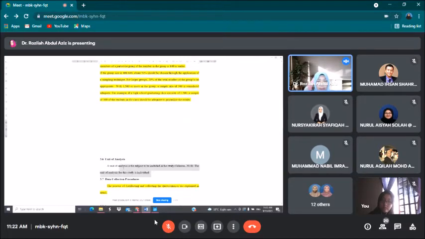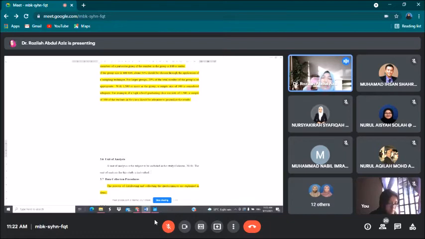Ikut je yang ni, unit of analysis is a subject to be included in the study. So the unit of analysis for this study is individual. Kita unit of analysis kalau you tengok dalam research design tu dia ada individual, ada group, ada organisation. So yours will be individual.